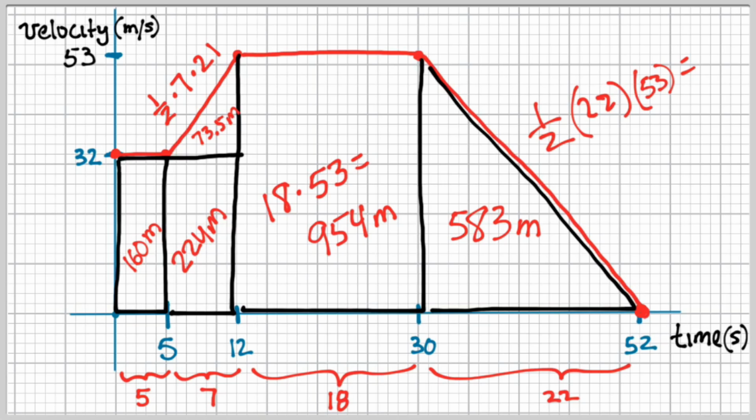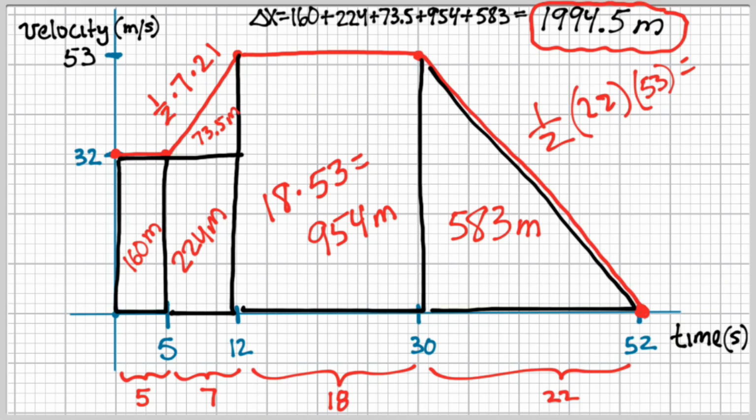So now if we want to know the total displacement, we just add together the total area underneath the curve. So we have change in position equals 160 plus 224 plus 73.5 plus 954 plus 583. When we add those together, our total displacement will be 1,994.5 meters.